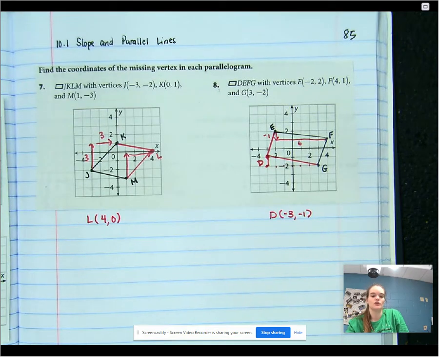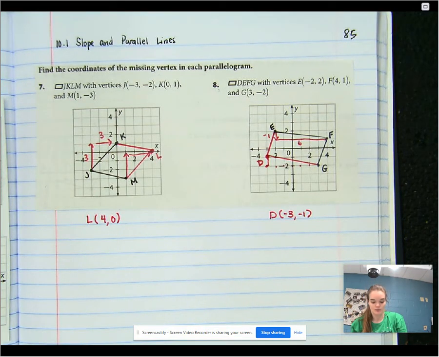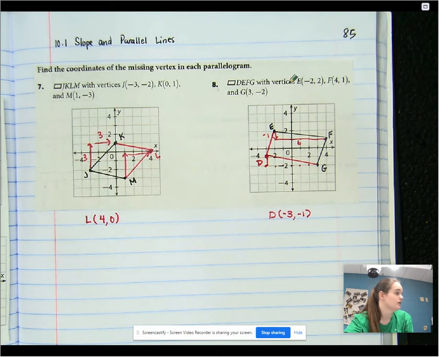All right, there is your slope and parallel lines. We've proved that things are trapezoids and parallelograms. Work on the assignment that is in Google Classroom.